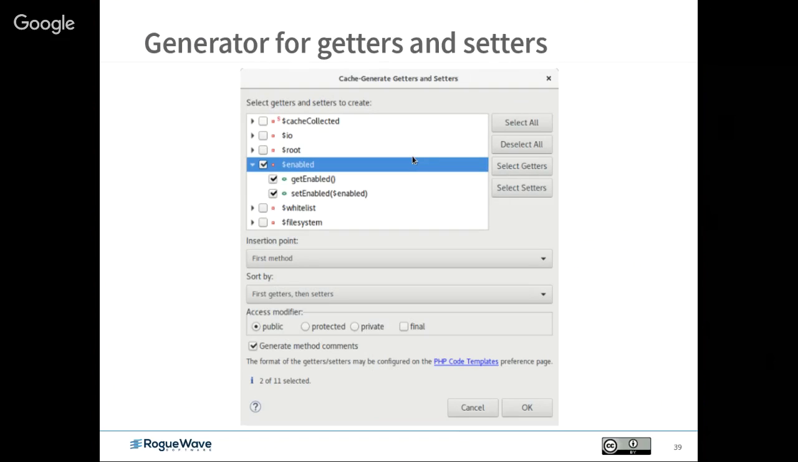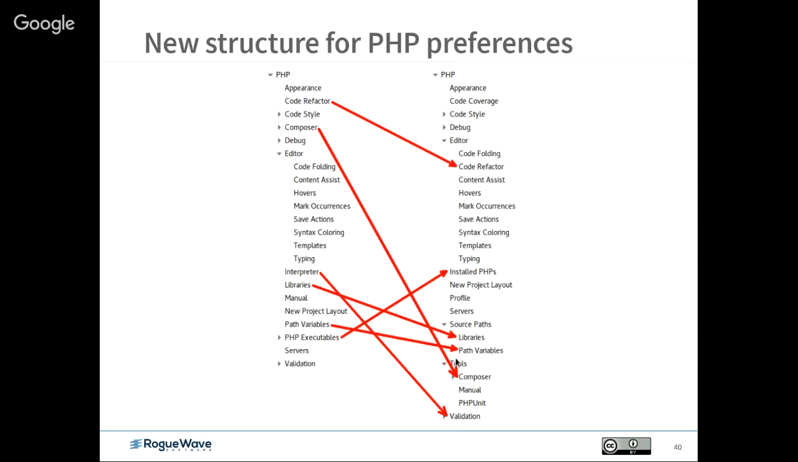We also have a wizard for generating getters and setters in a PHP class. So if you have private members that you want to make accessible via getter and setter, this wizard will help you to generate the necessary code. The code generation can be customized with the PHP code templates that can be added in the preference pages. And we tried to clean up the PHP preferences dialog a little bit.